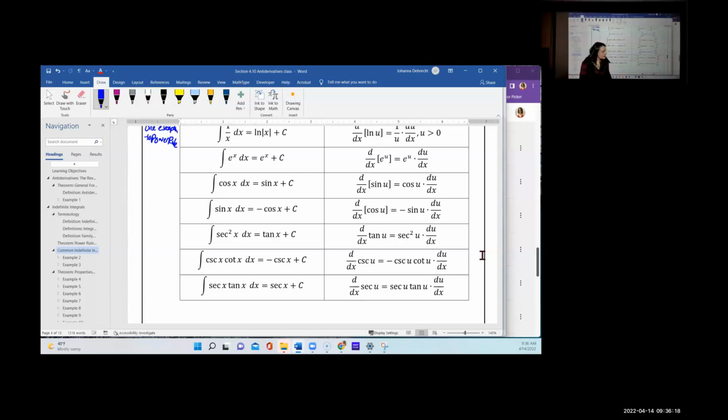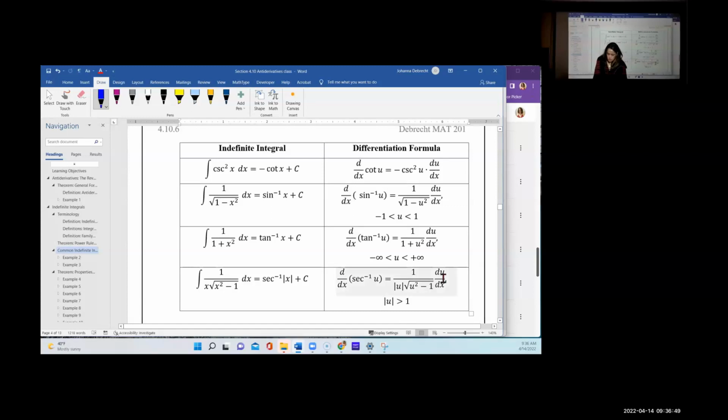And then we have the last two. The integral of cosecant cotangent is a negative cosecant, because the derivative of negative cosecant of x is, did I say squared? I meant negative cosecant x. The derivative of negative cosecant x is cosecant cotangent of x. The integral of secant x tangent x is secant, because the derivative of secant is secant tangent. We have another page.